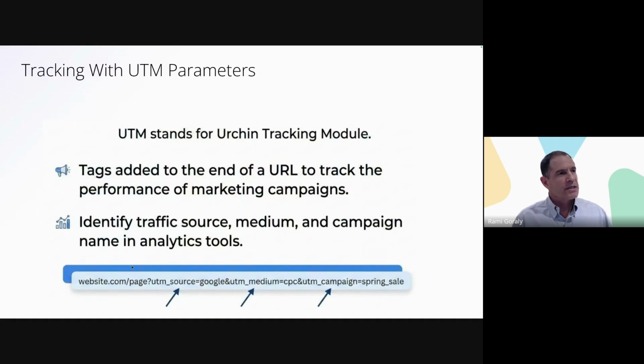So just before I start, we're going to be first tracking with UTM parameters. What are UTM parameters? It stands for Urchin Tracking Module. That's a historic name. Basically, these are tags that are added at the end of a URL to track the performance of marketing campaigns. They look something like this: source equals Google, medium equals CPC, campaign equals spring sale. So it's pretty simple.